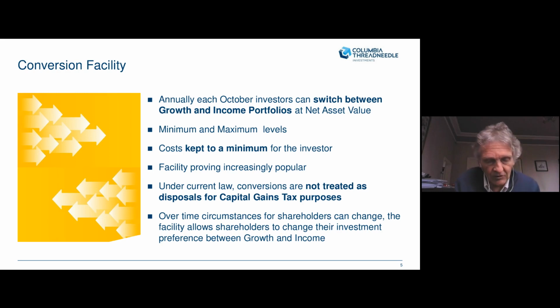The other thing we've got is what's called the conversion facility. This happens once a year, annually, each October, when investors can switch their holdings between growth and income or income back to growth. We've got the important thing, a minimum level of about £250,000 to make it cost effective. And we've actually been exceeding that now for a number of years. The costs are kept to a minimum for the investor.